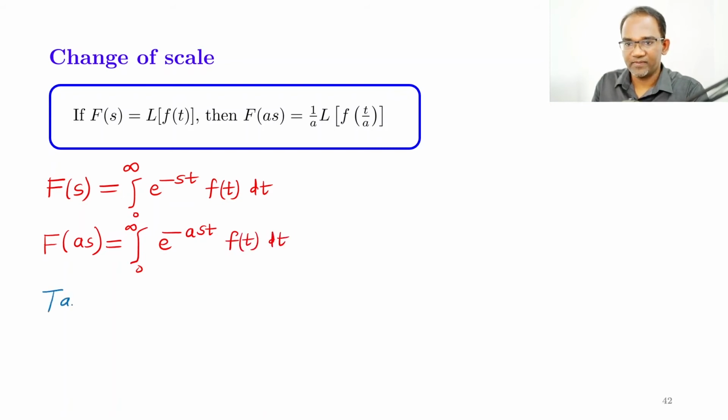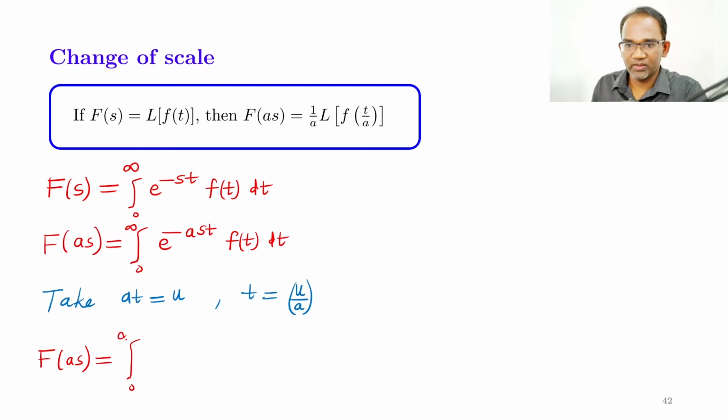Let's take at as equal to u, and in that case t will be equal to u over a. F of (as) is equal to the integral from 0 to infinity of e raised to minus us, f of (u over a), then du over a.